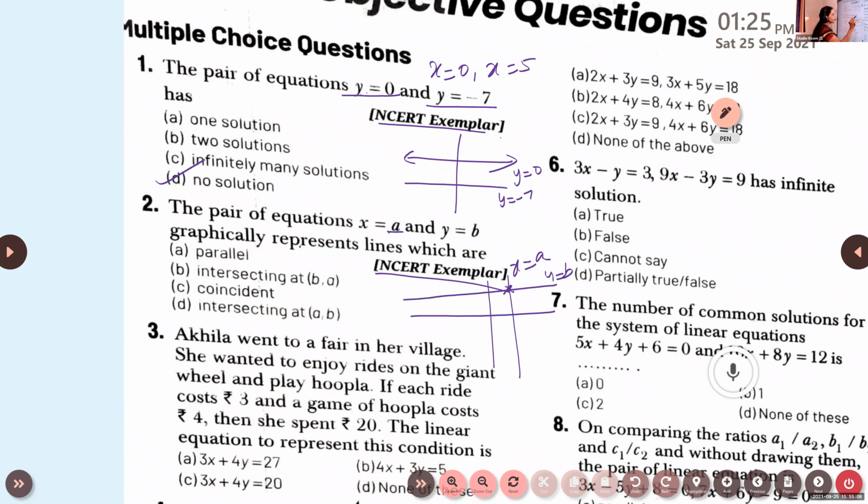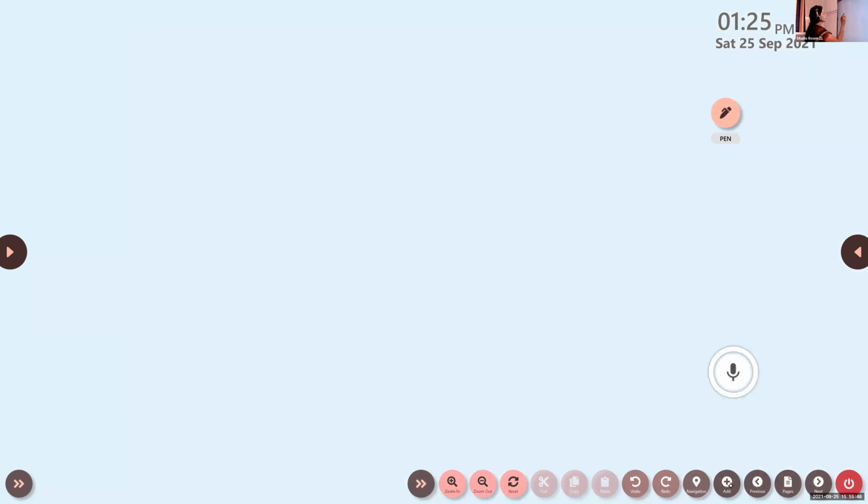The value of a is given, b is given, x is given, y is given, isn't it? That means coinciding? Is it coinciding or intersecting? Intersecting. Intersecting at the point a comma b. The x value should come first, then the y value. So it is intersecting at a comma b. Okay, if x is given and y is given, first one is in terms of x, second one in terms of y, it means it intersects at the point a comma b.